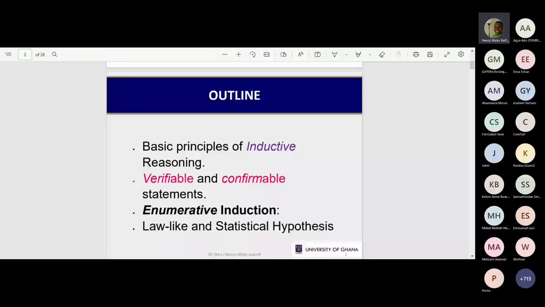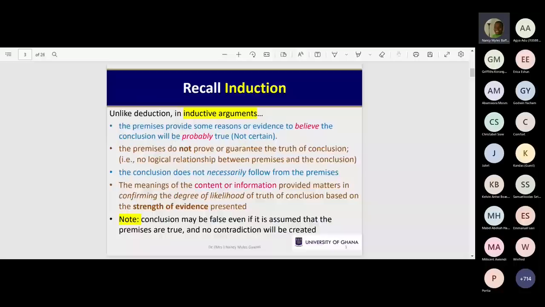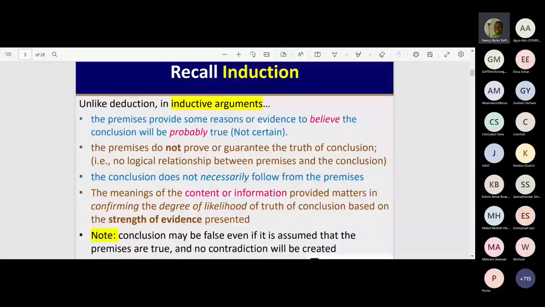And Mr. Kwanza did a good job with you on the deduction part of reasoning in Unit 6. Unit 7 focuses on induction. Let's just quickly recall what it means to reason inductively. Unlike deduction, in an inductive argument the premises, the evidence, provide some reason to believe the conclusion will be probably true, not certain: probability, degree of likelihood, chances are that.